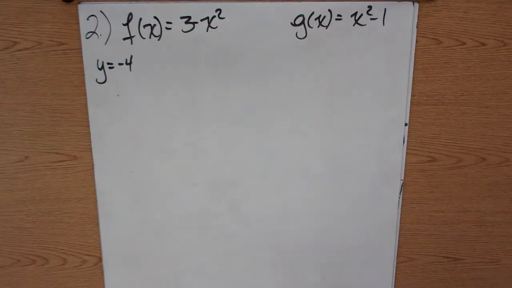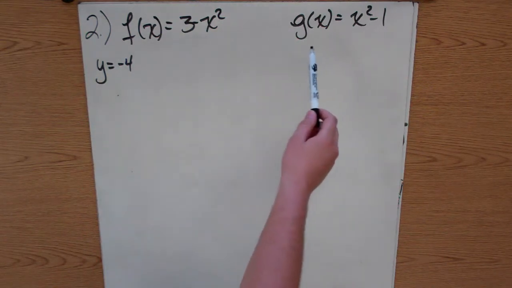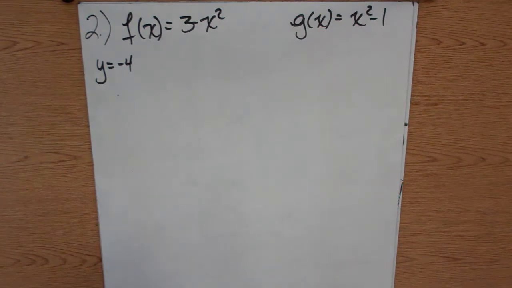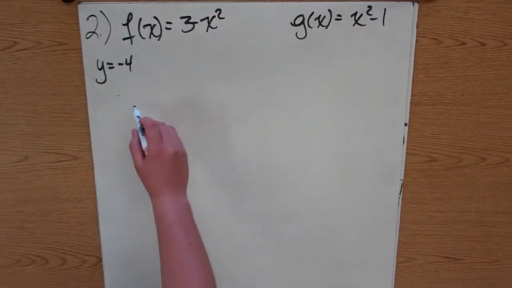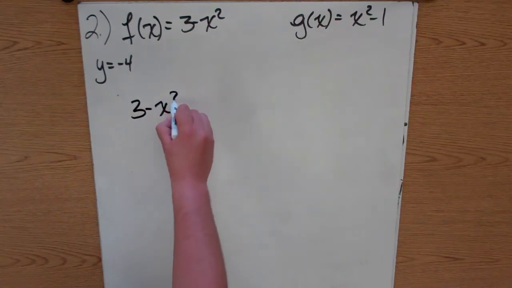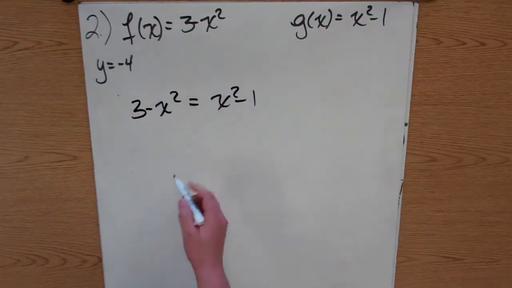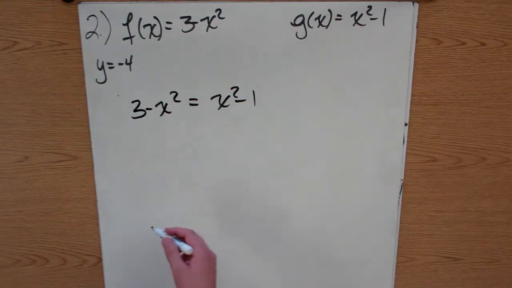Alright, here's question 2. It says, find the volume of the solid of revolution generated when the region defined by f of x equals 3 minus x squared and g of x equals x squared minus 1 is revolved around the line y equals negative 4. So we're not revolving this around the x-axis, we're revolving it around the line y equals negative 4. So the first thing we need to do, we need to figure out where they're going to cross. To do that, you simply set the two functions equal to each other, and this will let us know where we're integrating to and from.